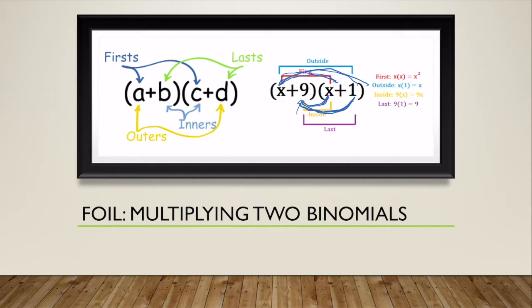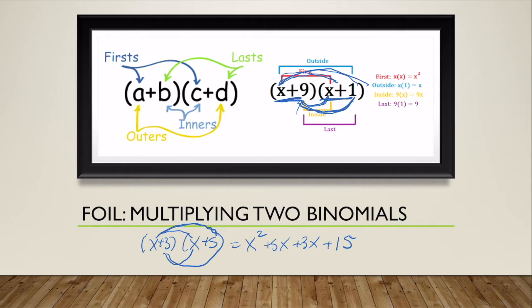Let me do an example. If I have x plus 3 times x plus 5, first thing I'm going to do is distribute this x. I'm going to multiply the first, get x squared, last, to get 5x. Sorry, these were the outers. The inners and the last. This method makes sure that I've multiplied each term of this first binomial by each term of this second binomial. Now I combine my terms to get x squared plus 8x plus 15.